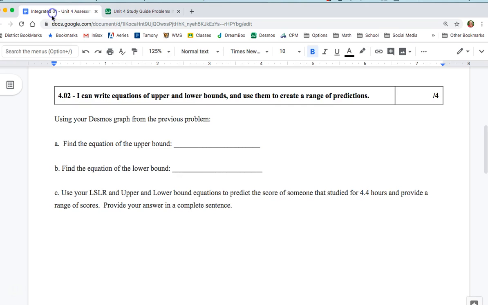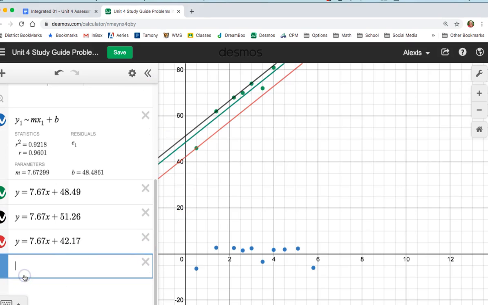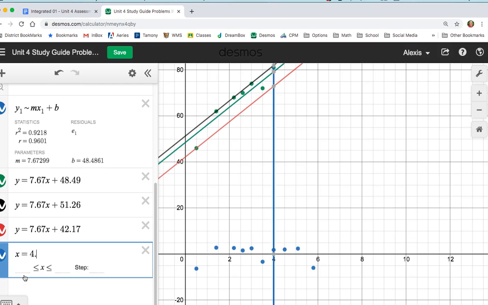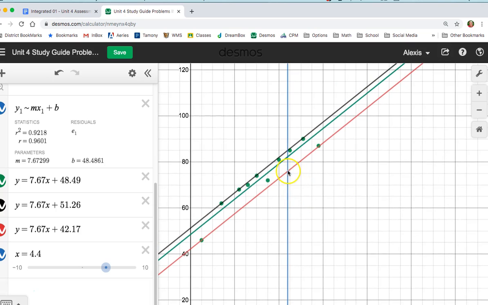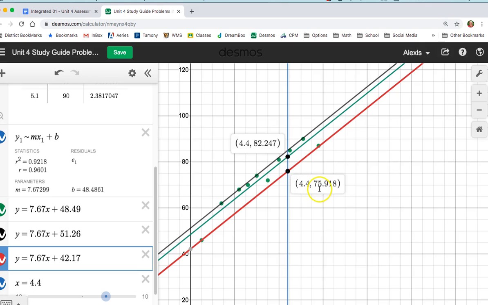So remember, the question actually asked me to predict the score of someone that studied for 4.4 hours and provide a range of scores. Provide your answer in a complete sentence. So if somebody studied for 4.4 hours, there's this blue line. Let's find these data points. You would expect them to score an 82. On the low end, you could expect a 76.